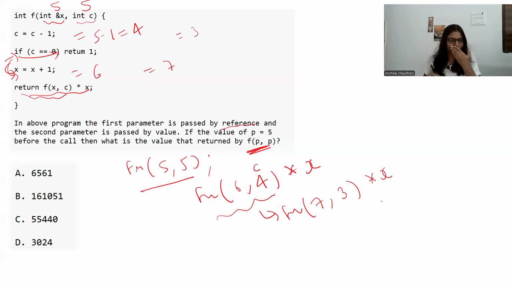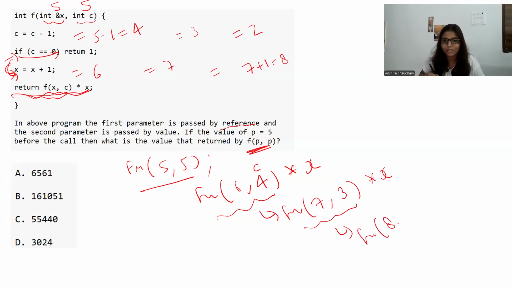Now this function call will take place, right? It will come here. C value will be decremented by 1, so it will now be 2. Now if C equals 0, once again the condition is false. We will come here directly. X assign x plus 1. That means x was 7 last time, plus 1 will become 8. It will return this thing. That means this function will return this function call: 8 comma, C value is now 2, into x again, right?